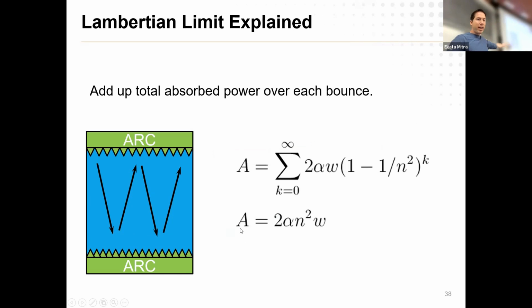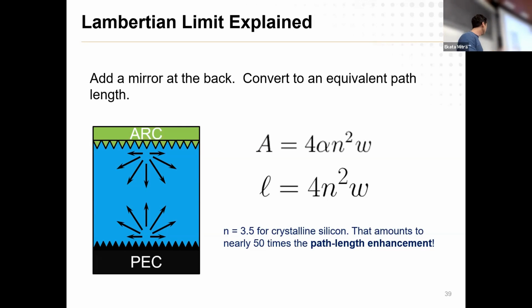Then what you do is you plug that back into the natural log equivalent path length term, do more hand wavy approximations, and you get this: the equivalent path length is 4n squared times W. So if this is a slab of silicon, it's 1 micron thick, and I do perfect Lambertian scattering, the index of refraction is about 3.5, so it will behave as if it's about 50 times thicker than it really is. So a 1 micron slab of silicon can, in principle, trap the equivalent energy of a 50 micron slab of silicon when you do all this light bouncing.